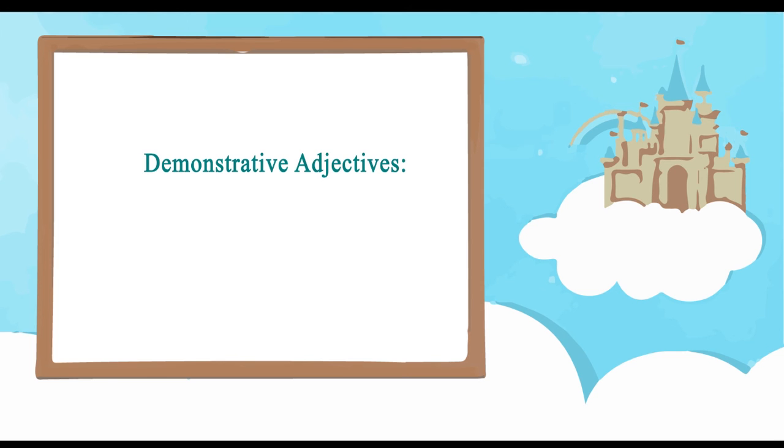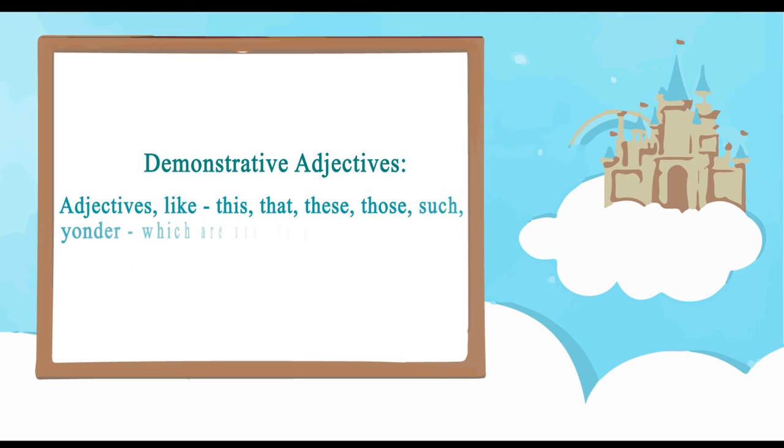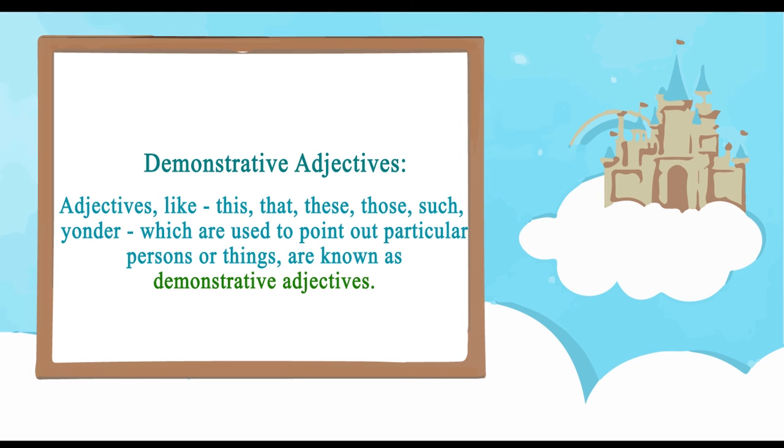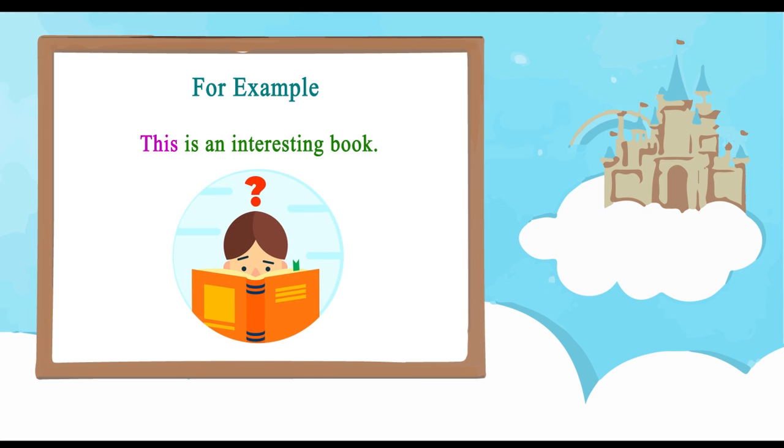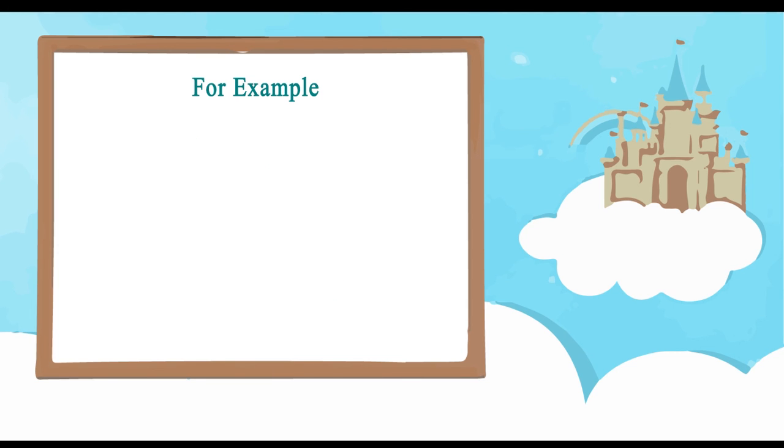Demonstrative adjectives. Adjectives like this, that, these, those, such, yonder, which are used to point out particular persons or things, are known as demonstrative adjectives. For example, this is an interesting book. That pen belongs to Rehan.